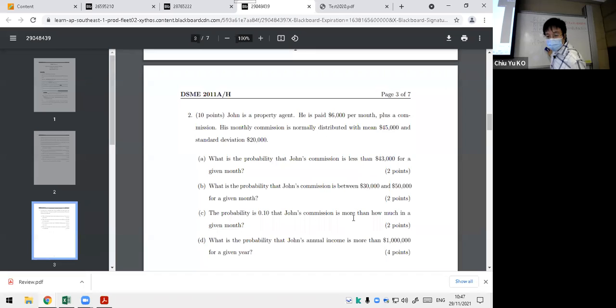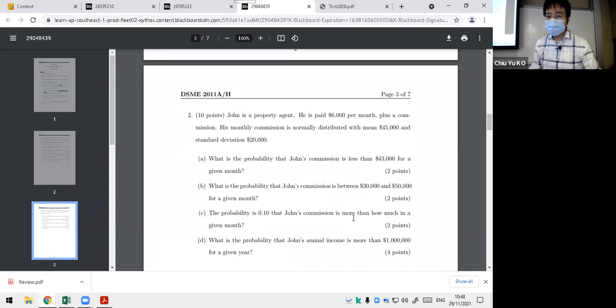The next question, I think I'm asking a normal. So this one should not be difficult again, because we're just applying the standard formula here. First, let's write down what it's asking. John is a property agent. He pays 6,000 per month plus commission. And his monthly commission is normal with mean 45,000 and SD 20,000, right?